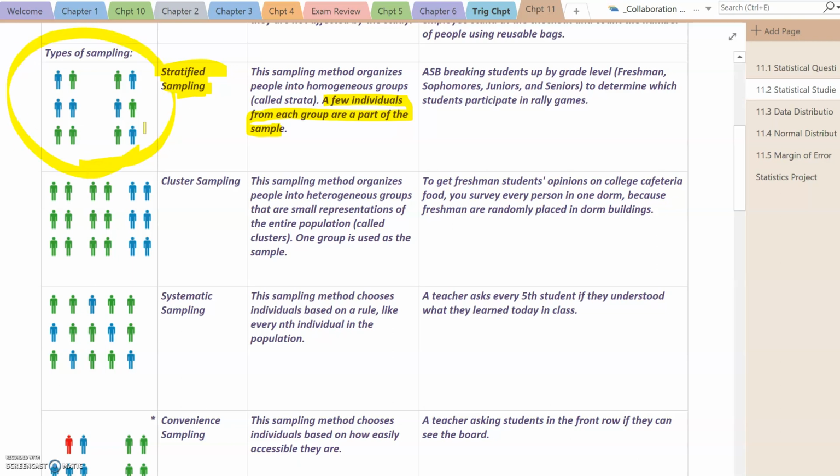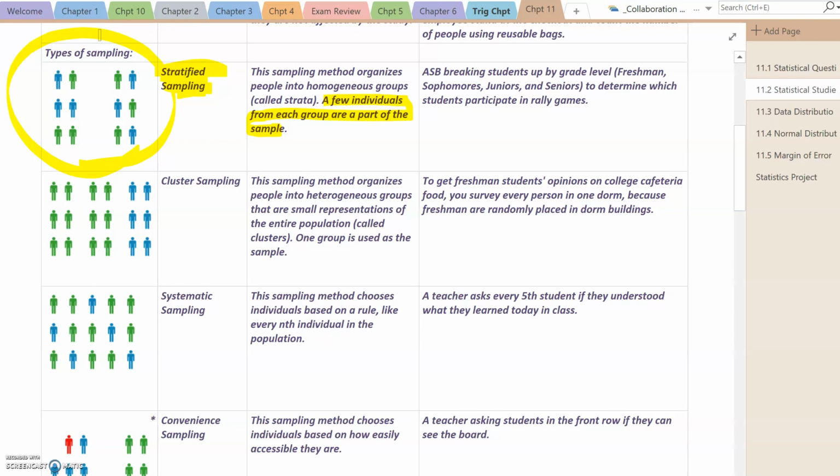So what I like about your book is it did give little pictures, and I think these are super helpful so you can kind of see what's going on. So in this picture off to the side that I just circled, we have two groups of people. So maybe they were grouped male and female, hard to tell, but let's say the left side is male, the right side is female, and then a few individuals from each group are part of the sample. That's your stratified sampling. So like the blue people were picked out of this group.